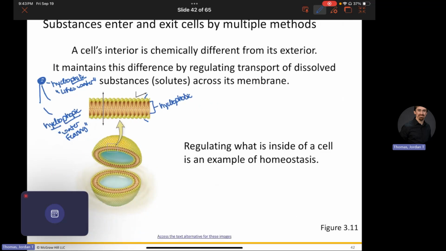So because of that, only certain molecules can go in and out of the cell. The cell's interior is chemically different from the exterior. The inside of the cell, which is this part, is different from the whole outside here. It maintains this difference by regulating transport of dissolved substances or solutes across the membrane. So solutes are anything dissolved around the cell. Regulating what is inside the cell is an example of homeostasis, or balance. So the cell wants to be in balance, and it does that by regulating what goes in and out of the cell.